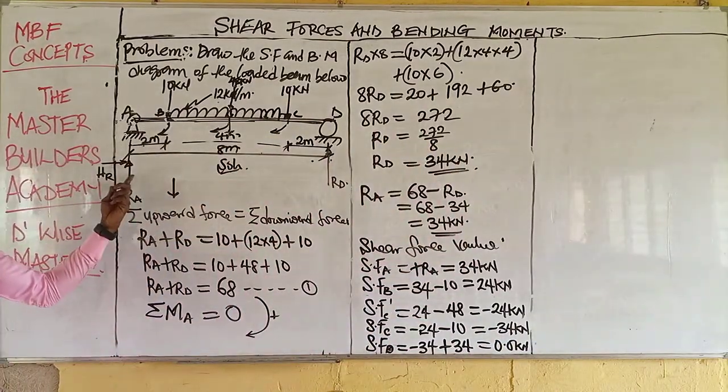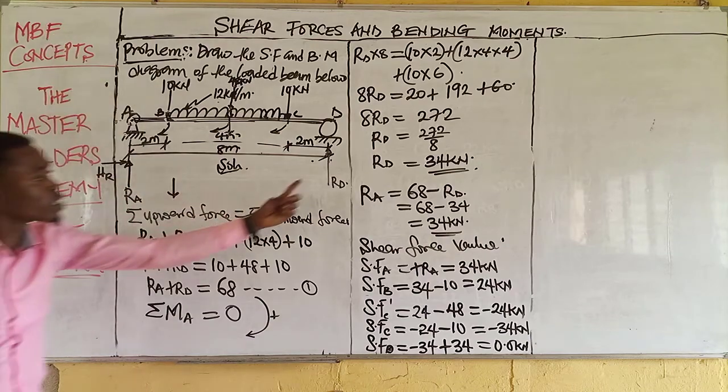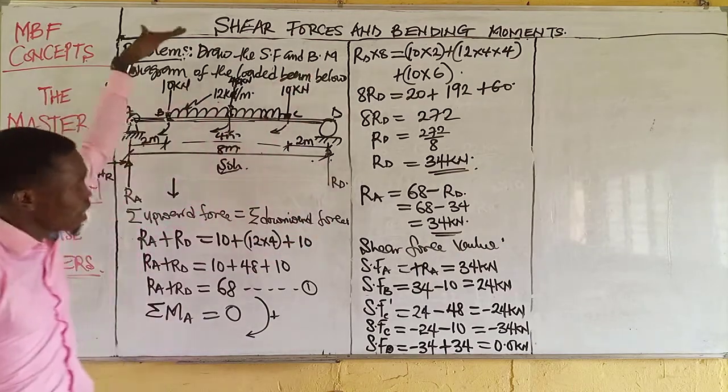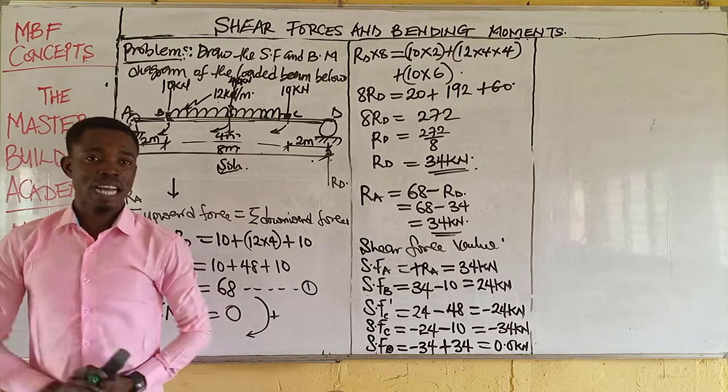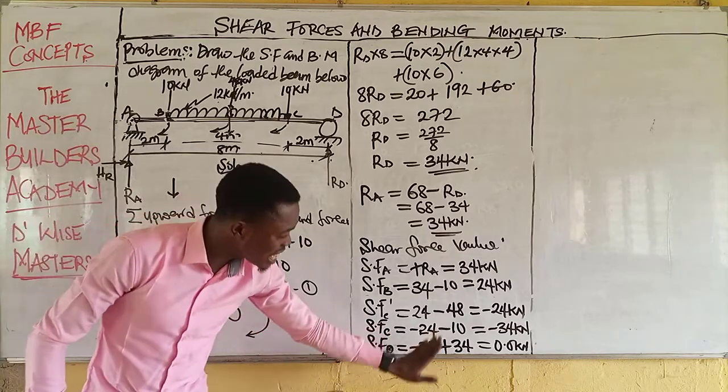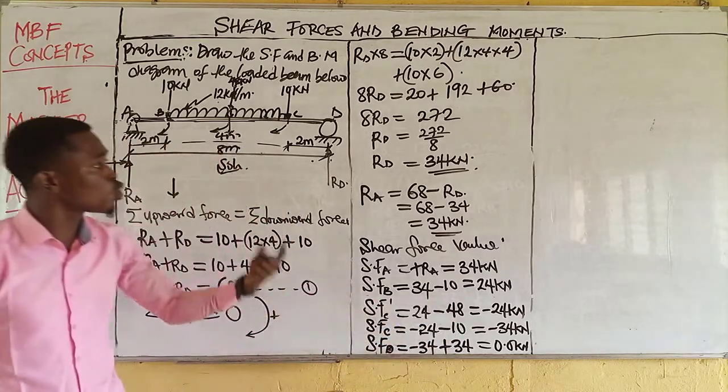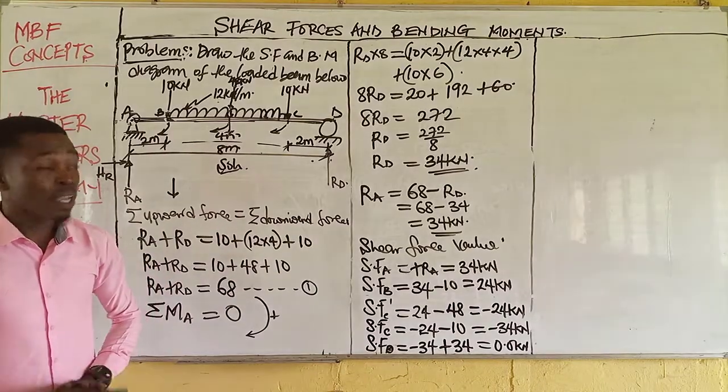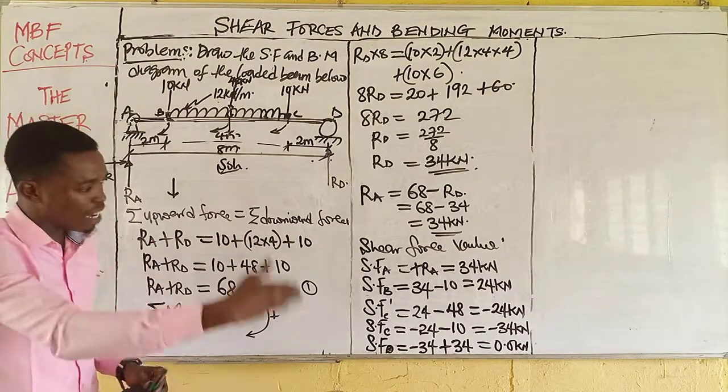So we took reaction A as positive because it's going up. We took reaction D as positive. Then all the loadings, we took them as negative. These are the shear force values that you will use to draw the shear force diagram. Now let's quickly get the bending moment values.